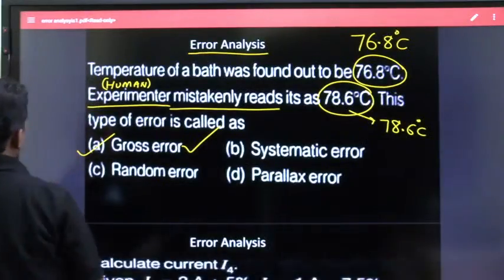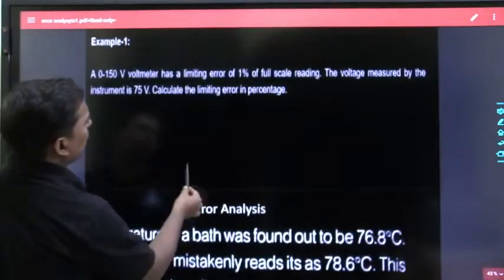Sorry. See, I think some people may be confused here.